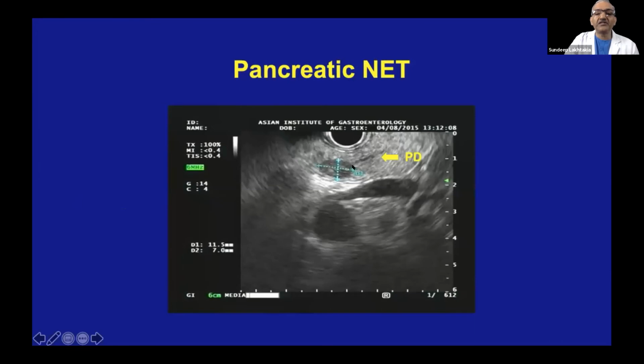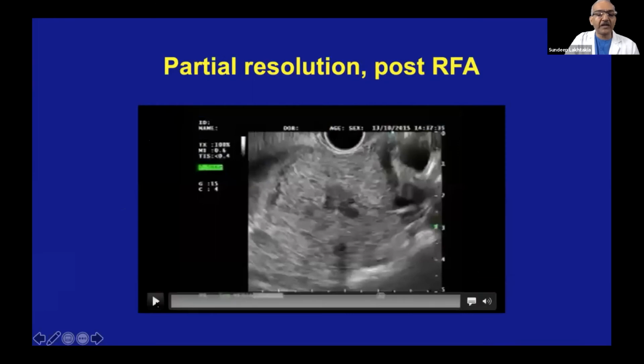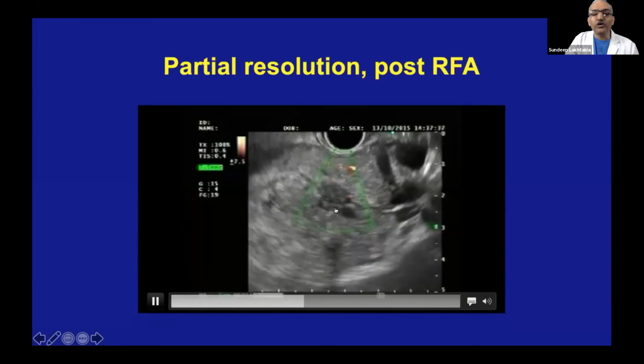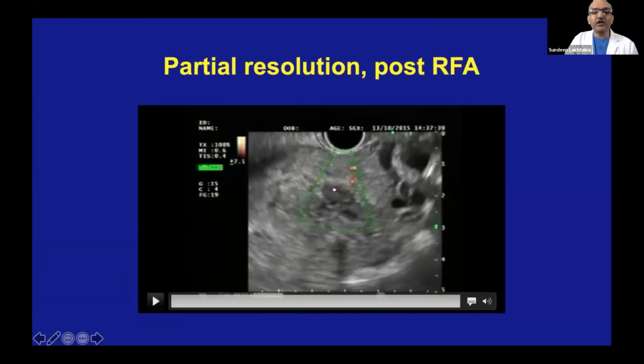So this is another lesion which is very close to the pancreatic duct, had a stent, and then we did RFA. So this was 2 days before. Sometimes the duct is so close and you are still scared and you do only a partial work. So completeness of RFA may be suboptimal if the lesion is very, very close to the PD.